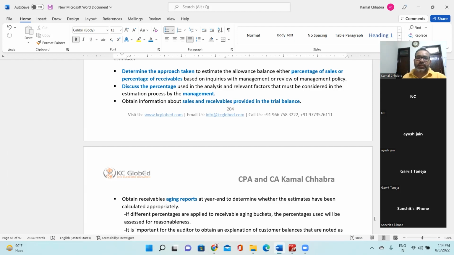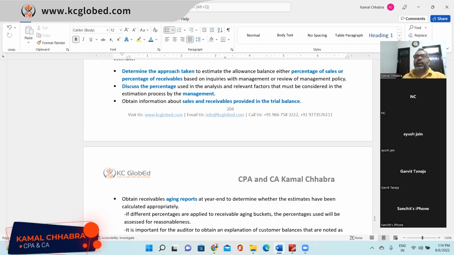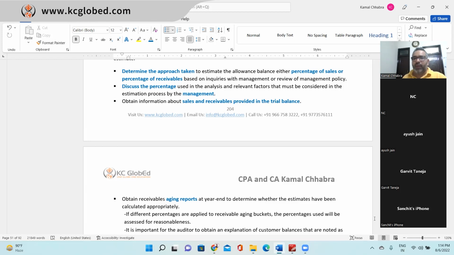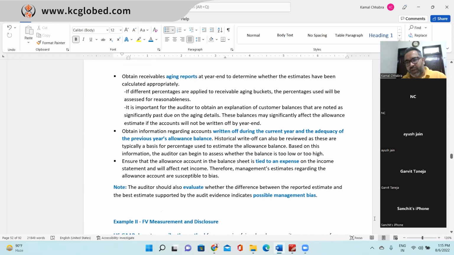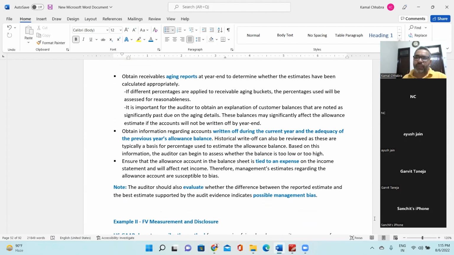Second is discuss the percentage used in the analysis and the relevant factors that must be considered in the estimation process by the management. You'll be discussing with the management what percentage they have taken and how they have derived that respective amount. Third, obtain the information about the sales or receivable, which is being considered as a base, from the trial balance. Then you might take the receivable report, aging report at the year end to determine the respective estimate. Then you will do the re-performance or recalculation of the estimate and compare that recalculated amount with the amount calculated by the management. And if there is any difference, then you'll investigate that difference with the management.